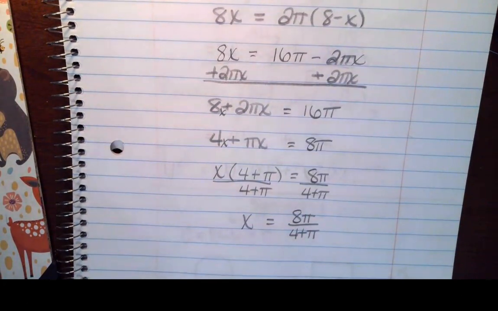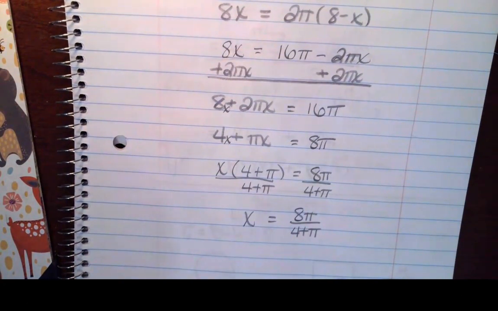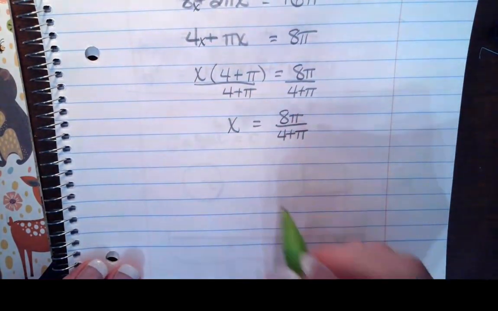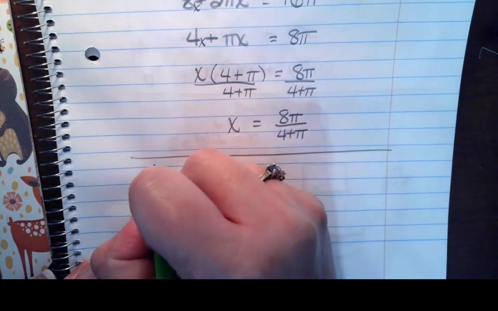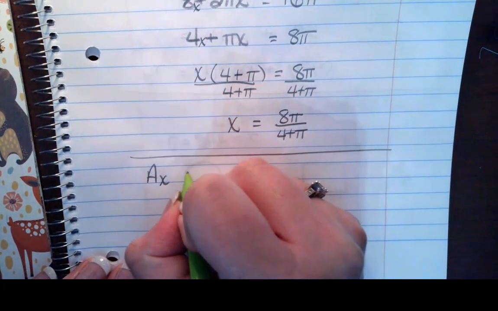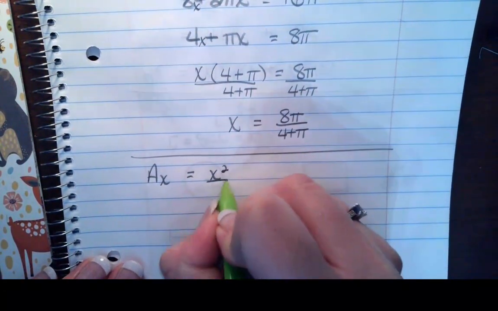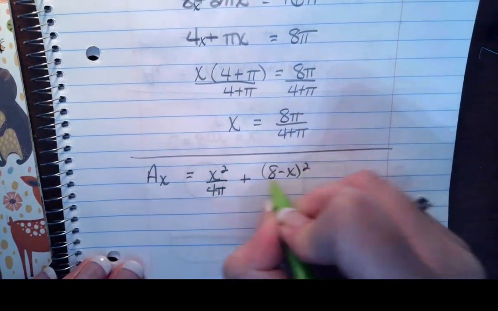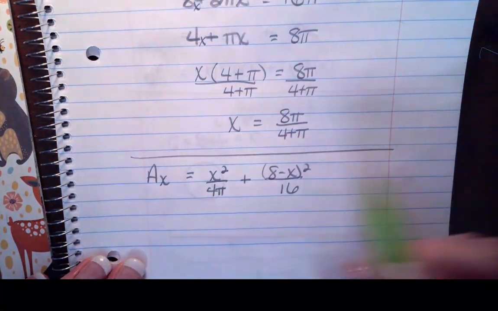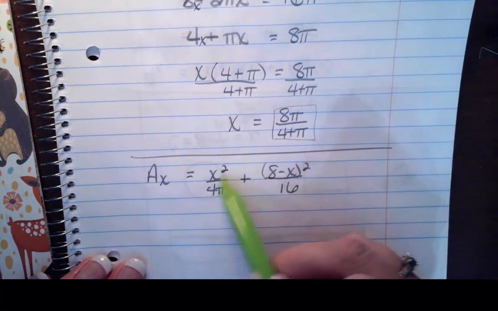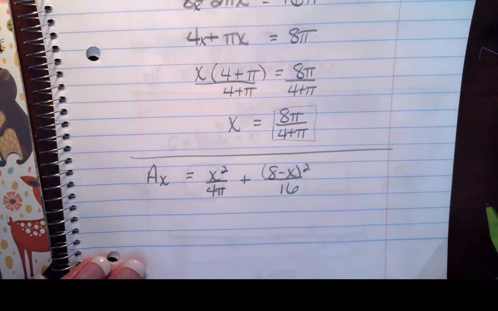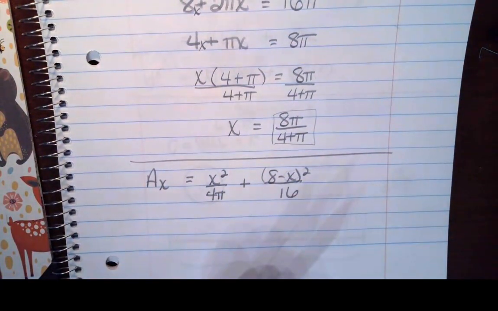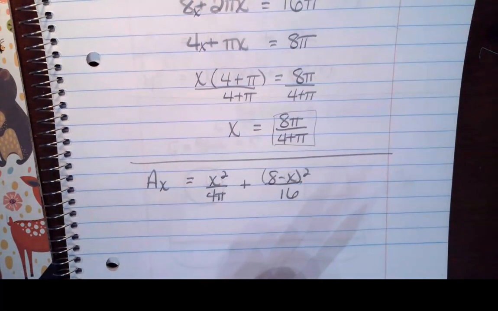Now what you're going to want to do to find the minimum sum of their areas, and I'm going to let you do this because I'm in a hurry, to be brutally honest, is A of x is going to be x squared over 4 pi plus (8 minus x) squared over 16. And you're going to sub in this value right here for x here and for x here. And so just make sure you square it, simplify, combine like terms. And so that is it for that video.